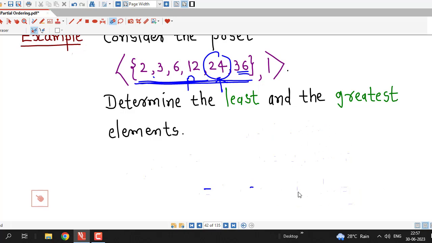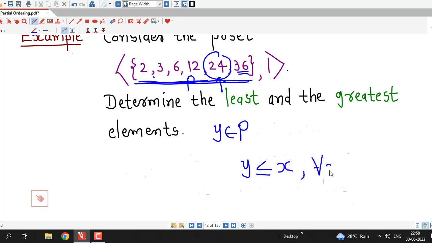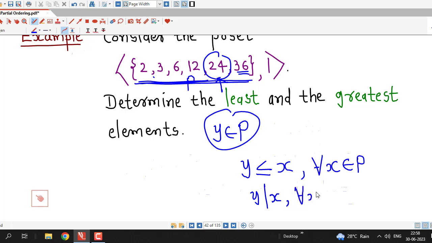Now what about the least element? Suppose Y is the least element, then Y is related to X for every X in the given set P. Here our relation is divisibility, so we have to decide that element Y in the given set P such that Y divides X for every X in the given set P.